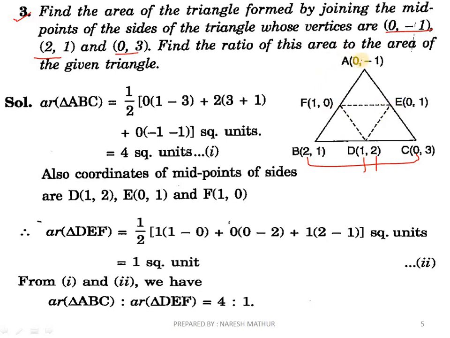Now we have two triangles, triangle ABC and triangle DEF. So just find the first area of triangle ABC by simply using the formula, and again we can find the area of triangle DEF. We'll have the answer as 1 square unit.